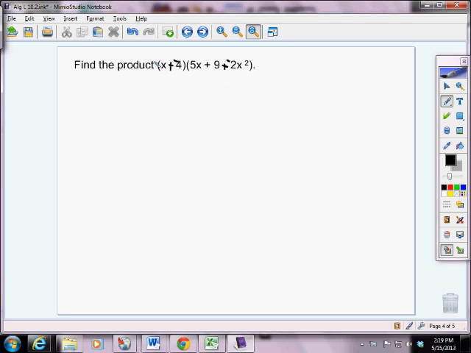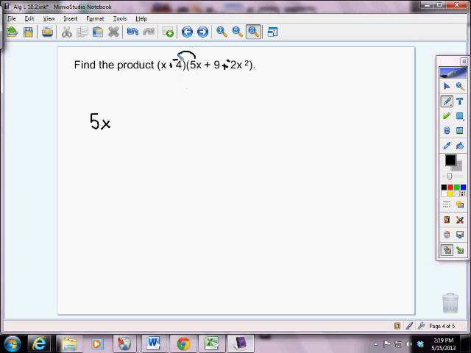So what we want to do is make this x plus a negative 4. That has to go times the 5x. This x plus a negative 4 has to go times the 9, and this x plus a negative 4 has to go times the negative 2x squared. So here's how I'm going to write it. I'm going to take my 5x first and write it here. I'm actually going to almost think of it as going backwards a little bit. And since we're multiplying, it doesn't really matter.